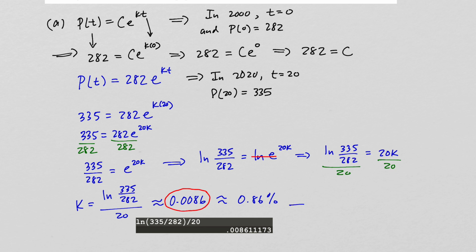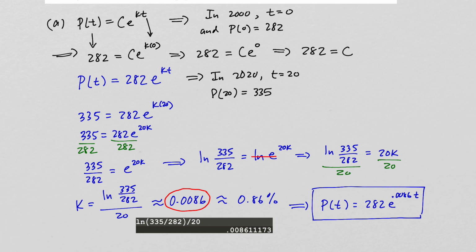So plugging this back in, we have our final model here, which is P of t equals 282 times e to the kt, and k is 0.0086 times t. And now we can use that equation to estimate the population at any particular time.